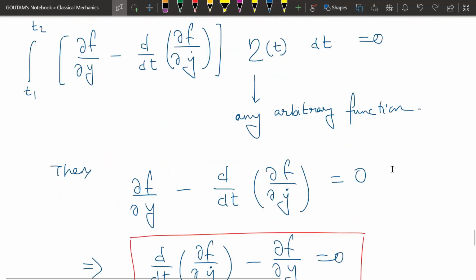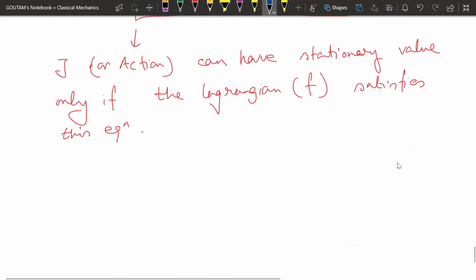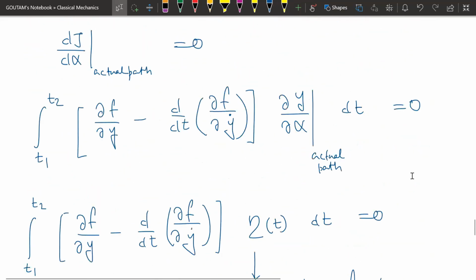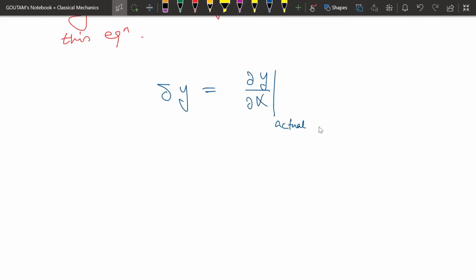And let's define another thing, which is the virtual displacement. Here what we have is del y del alpha around the actual path, and the virtual displacement is basically given by delta y, which is this del y del alpha along this actual path times d alpha. This is how a virtual displacement is defined.